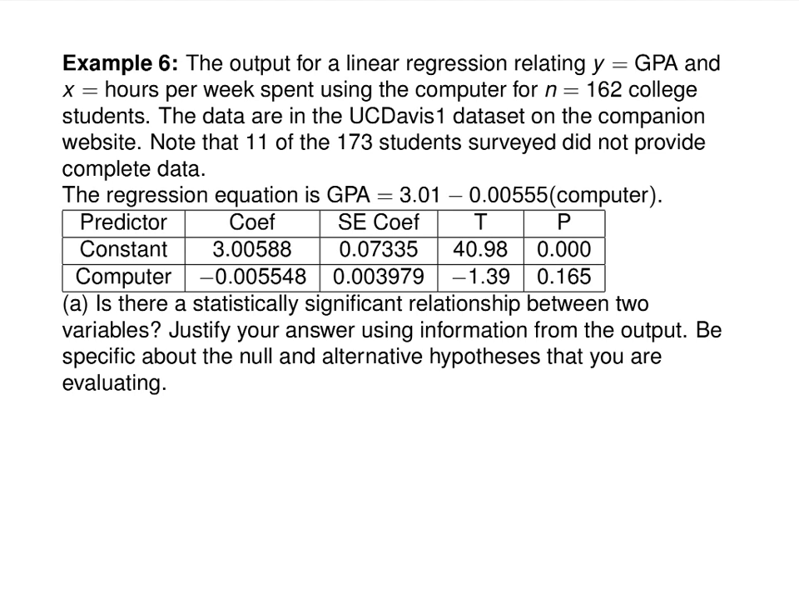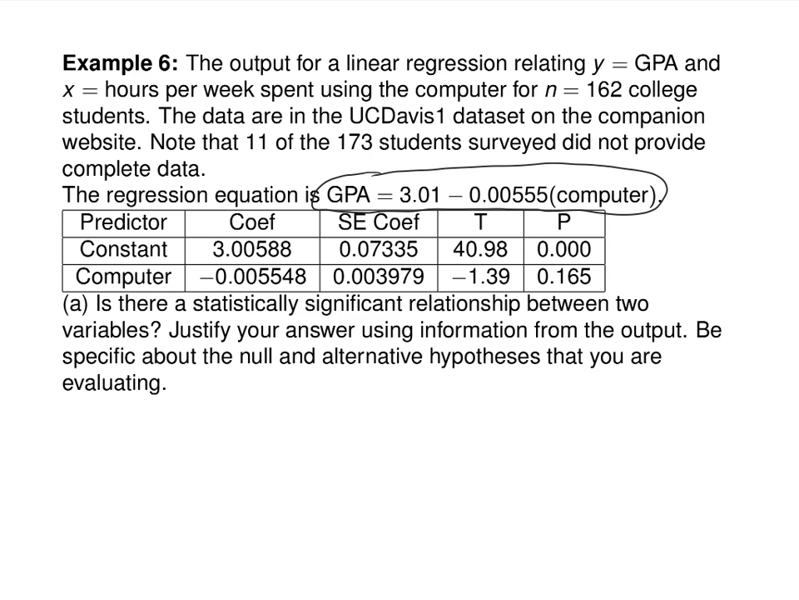So the output for linear regression relating GPA and hours spent using the computer. The data are from UC Davis. So 11 of the 173 students didn't provide complete data. Okay, so here is that regression equation. So based on your regression equation, are you suspecting that the slope is 0? As in that there's no relationship? Possibly, but it's never clear how small is close enough to 0 for it to actually matter. For certain situations where your unit of measurement is really small, that can be close to 0 but still be significant. Does that idea make sense?